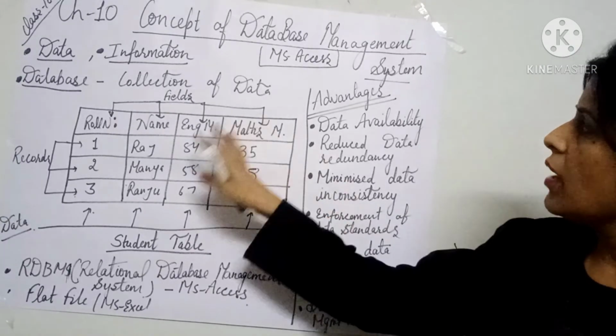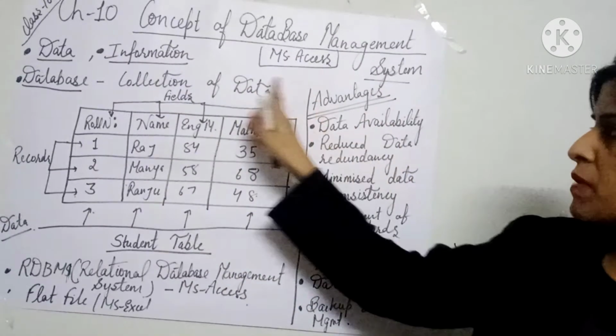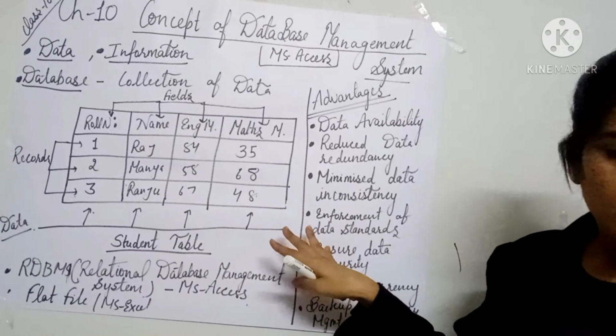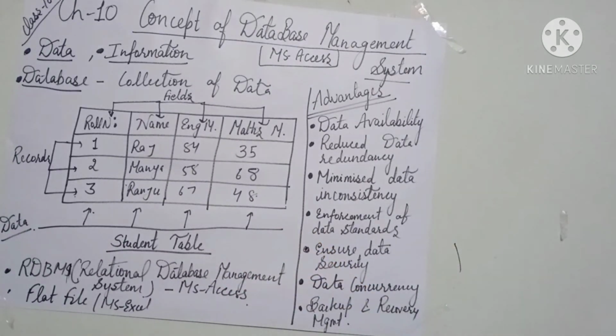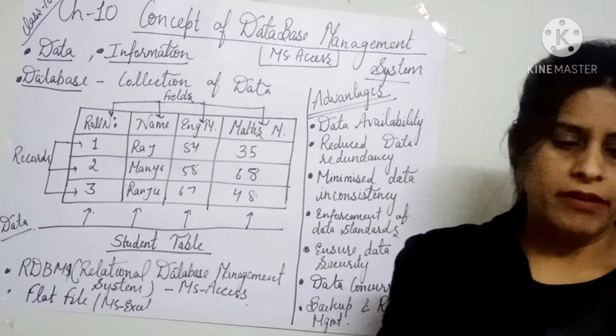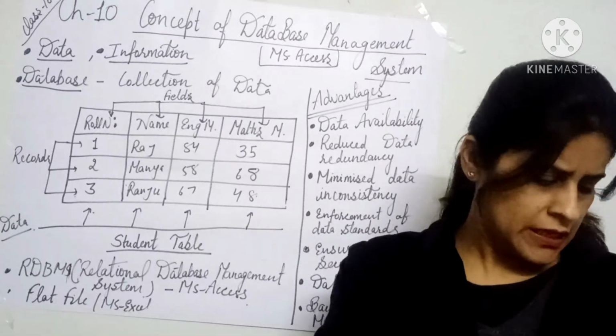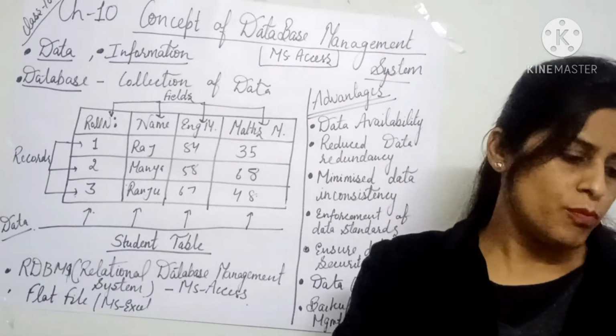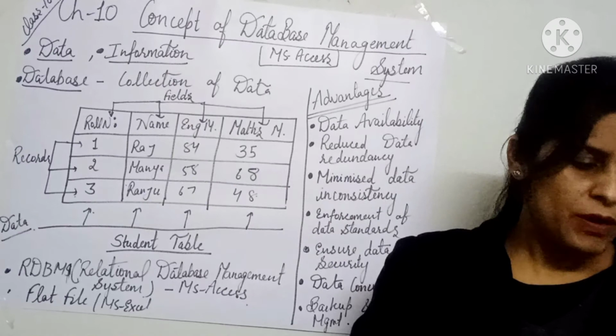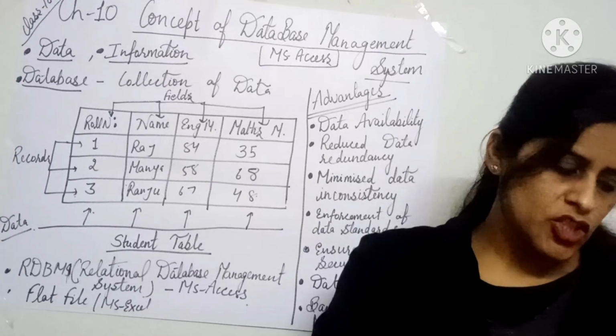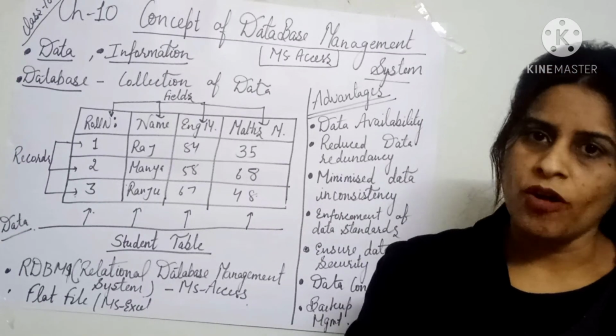So this is all about the concept of the database management system. That was in your book, on page number 95. We have covered pages 95, 96 and 97 of your book. Now in the next topic we are moving to relational database management system and the concept of keys.